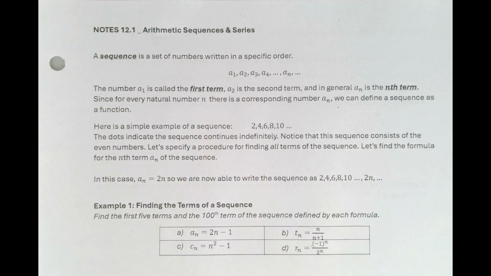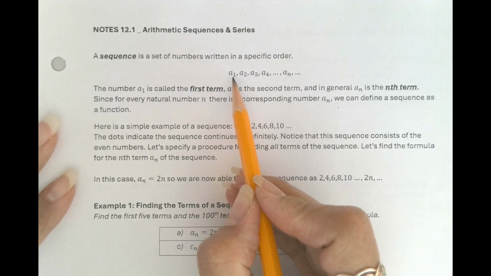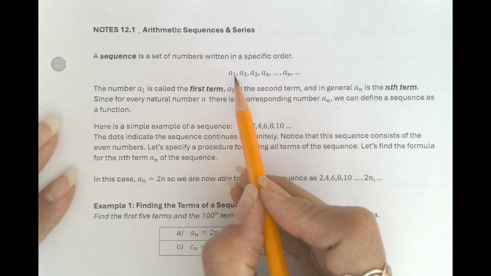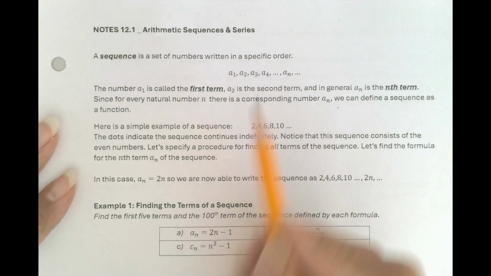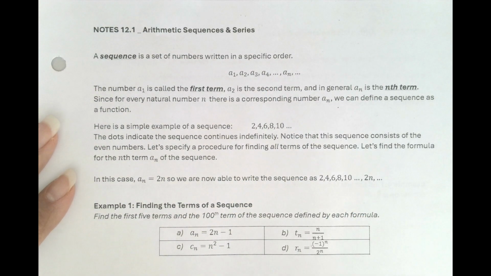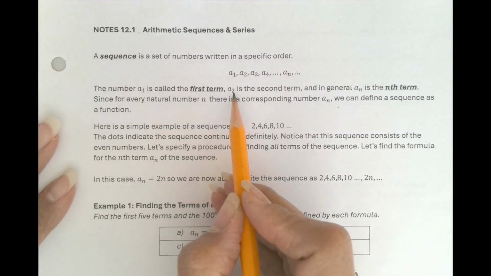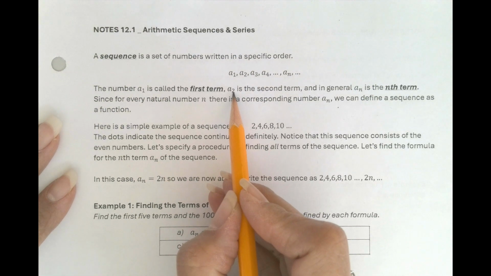Arithmetic sequences and series. A sequence is a set of numbers written in a specific order. You will notice that the list of numbers will be separated by commas. It will have subscripts of 1, 2, 3, 4, and so forth, denoting the position that number is sitting in on that list. A1 will be referred to as the first term, A2 will be the second term, and so forth. The 1 and the 2 again tell you which term position it is sitting in.